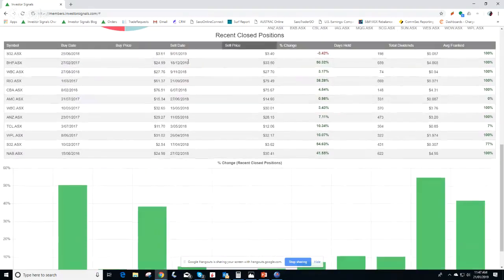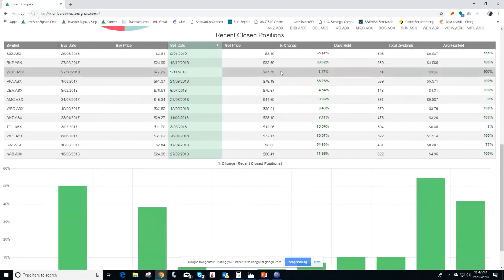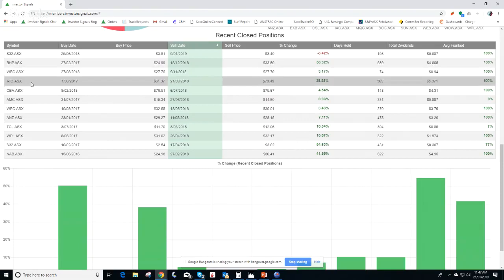To have a look at what's recently been removed, I like to arrange these by date, so clicking to get the most current date to the top, and it shows me that South 32 was removed at a slight loss, BHP was removed at a 50% gain, Westpac at a 3%, Rio at a 38%, etc.